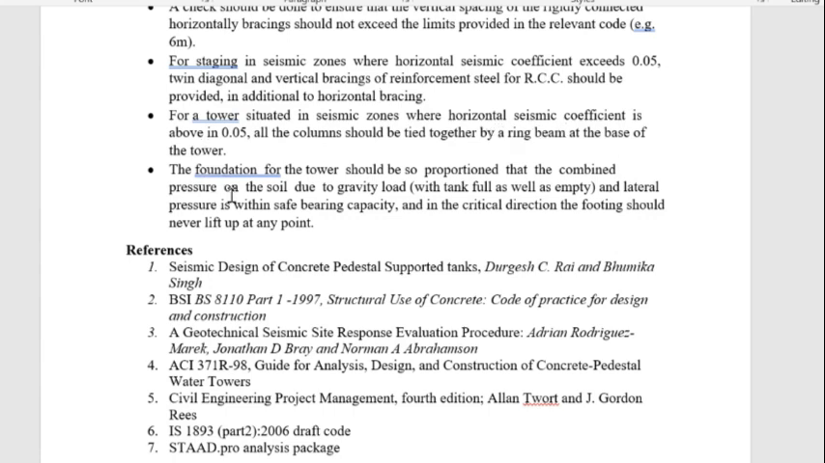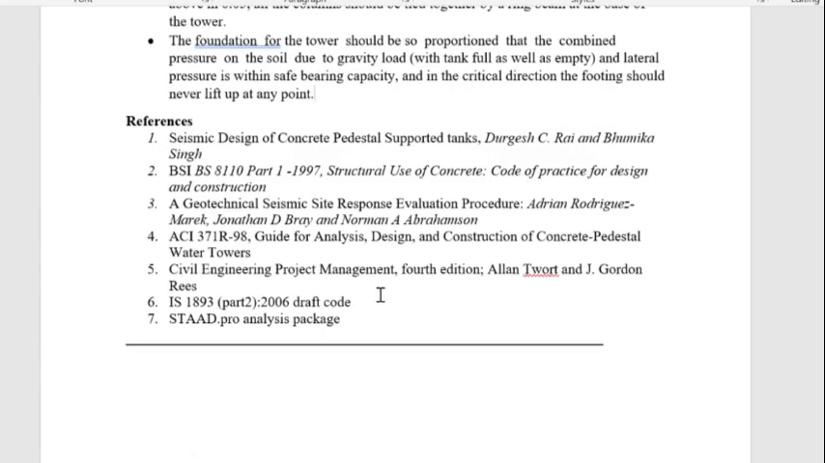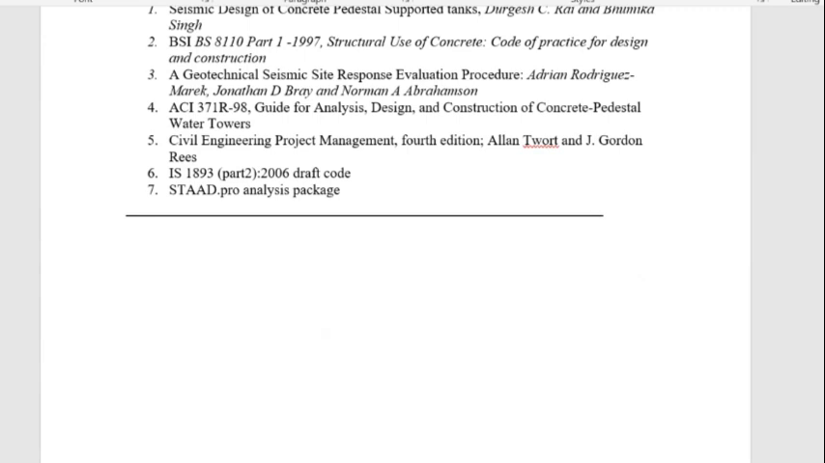base of the tower. Then a design can never be complete without looking at the foundation for the tower, and the foundation should be proportioned such that the combined pressure on the soil due to gravity load with the tank both full as well as empty and lateral pressure is within safe bearing capacity, and in the critical direction, the footing should never lift up at any point. So those are the checks that you need to put in place with specific reference to elevated water tanks.